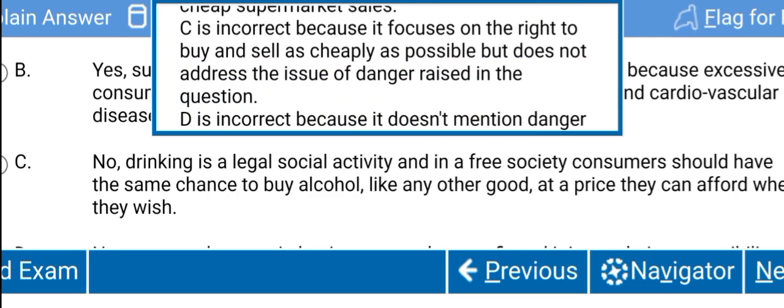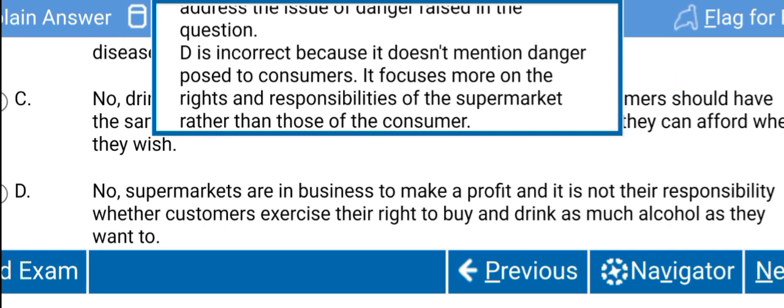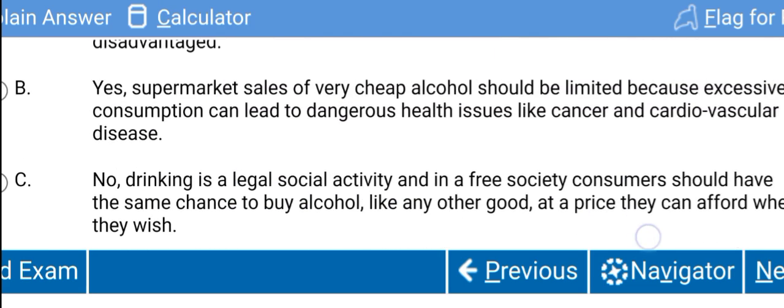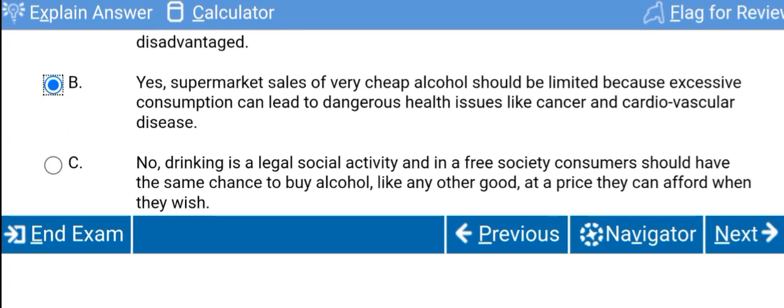C is incorrect because it focuses on the right to buy and sell as cheaply as possible but does not address the issue of danger raised in the question. And option D is incorrect because it doesn't mention danger posed to consumers. It focuses more on the rights and responsibilities of the supermarket rather than those of the consumer. So here we have the correct option is option B, which says that yes, supermarket sales of very cheap alcohol should be limited because excessive consumption can lead to dangerous health issues like cancer and cardiovascular disease.